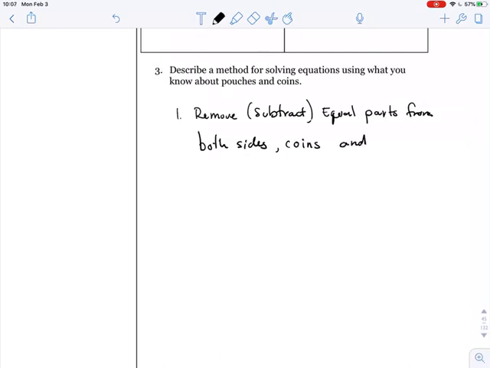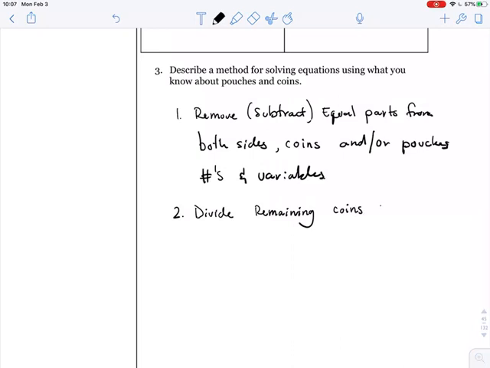Coins and or pouches. Okay, and those are our numbers and variables. Okay, now when you're done, once you do one of each, or whatever you can, you're going to divide remaining coins into bags or pouches. We used pouches before, so let's use pouches again.